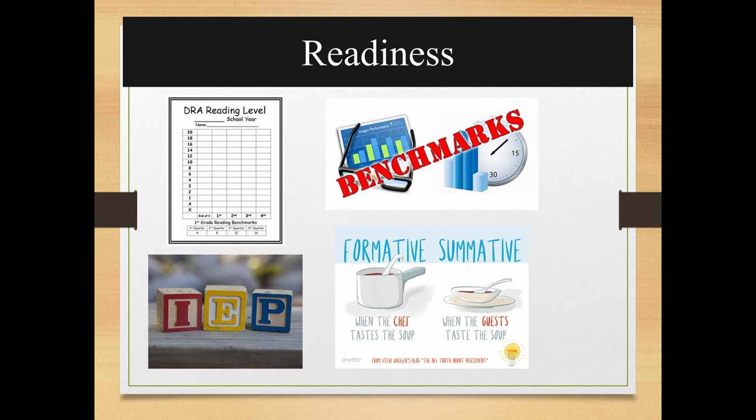For differentiation using process, you need to know a few things. For example, you might need to know the student's reading level. You'll definitely, for English language learners, need to know their English proficiency level. If a student has an IEP, you might want to be familiar with what's in the IEP. You want to look at their performance on benchmarks and formative and summative tests.